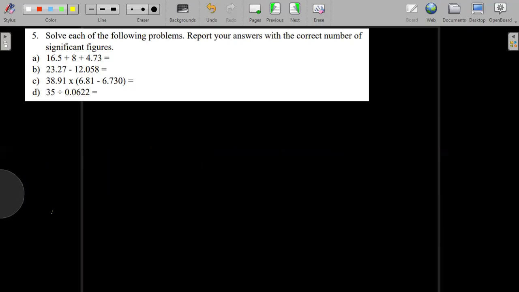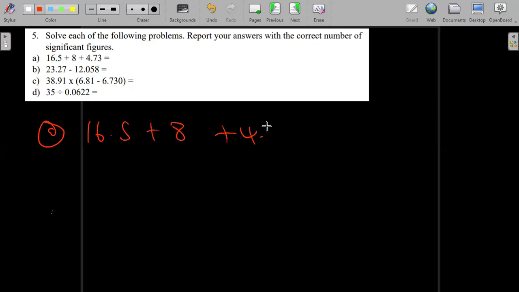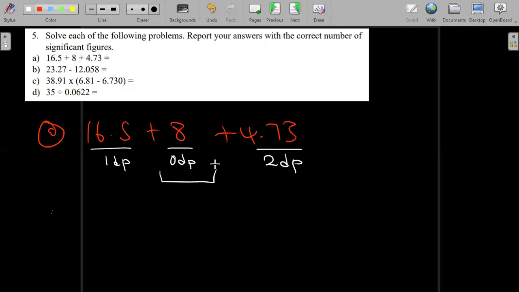So now let's solve these questions. Okay, let's solve these questions. So now we have A: 16.5 plus 8 plus 4.73. Okay, so you just use your calculator to add this. This number here has one decimal place. This one here has 0 decimal places. This one here has 2 decimal places. So it means your answer should have 0 decimal places.